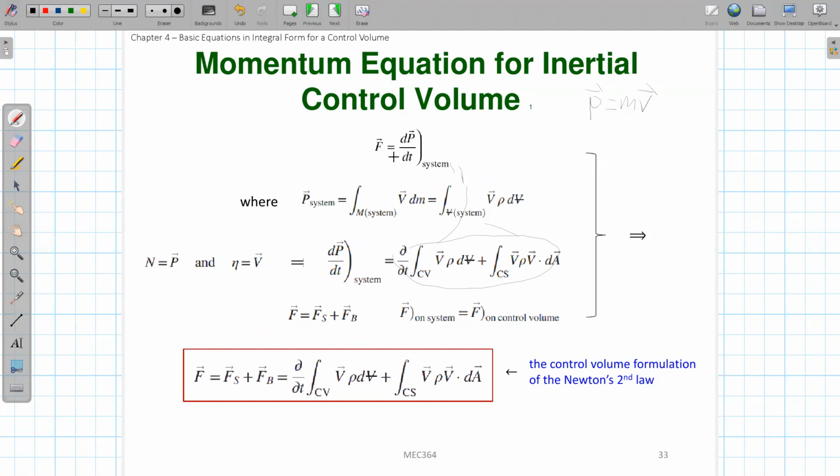Also, we want to consider the force. You may ask that the force in this equation is the force acting on the system, and if we want to change it to a control volume formula, we may also need to change this force from the force on the system to the force acting on the control volume. And they are the same thing. Why? Because we need to remember how we derived this derivative formula.